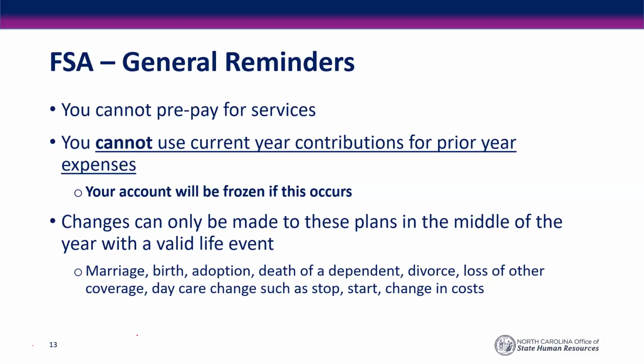Okay, so someone asked earlier, when can we make changes to our FSA? Can we elect more when we realize we didn't have enough? And the answer is you cannot make changes just because you decided you needed more or didn't need as much. There has to be a valid life event. Because we are a cafeteria plan, NCFlex, we have multiple plans. And we fall under the IRS Section 125. They say that you cannot make changes unless there's a valid life event.